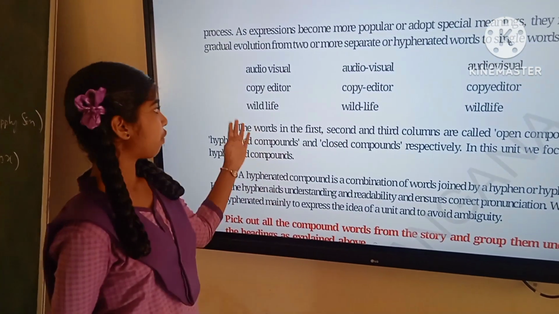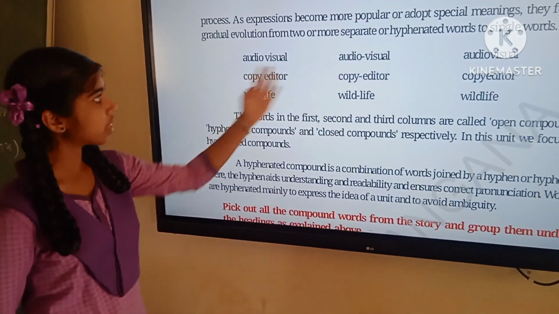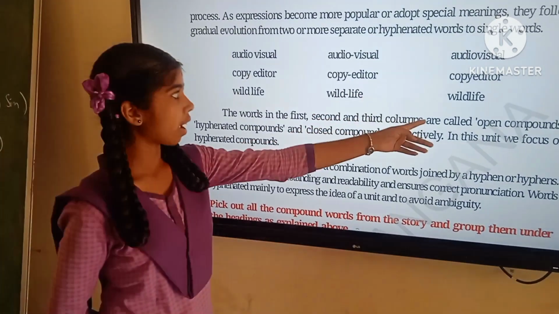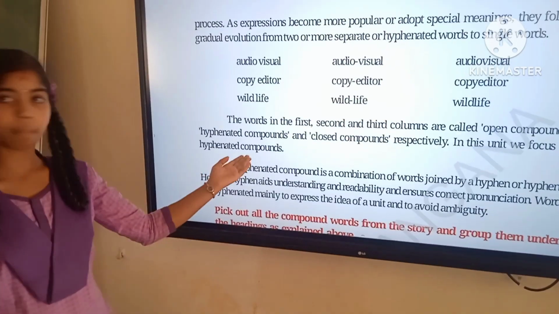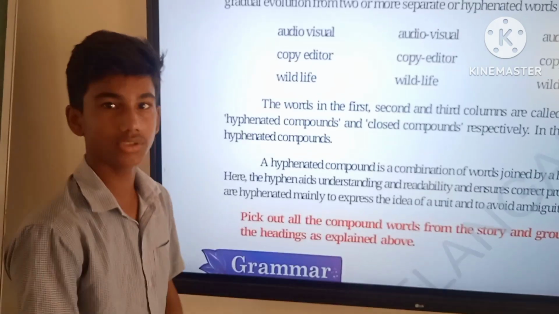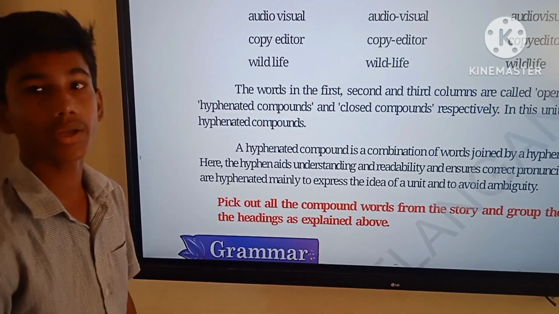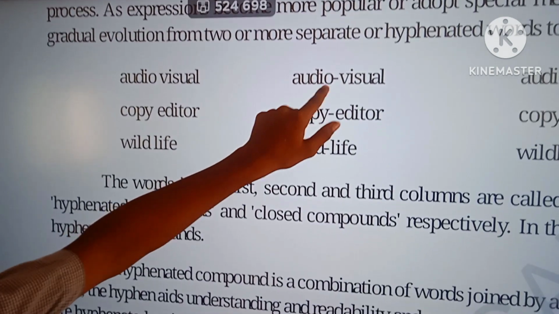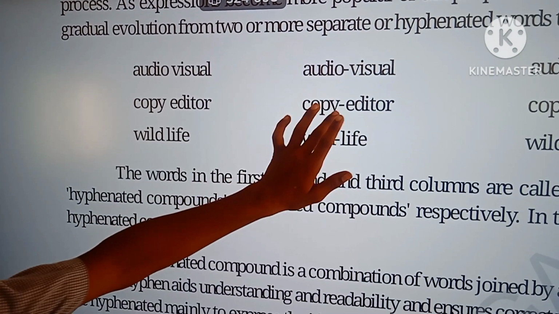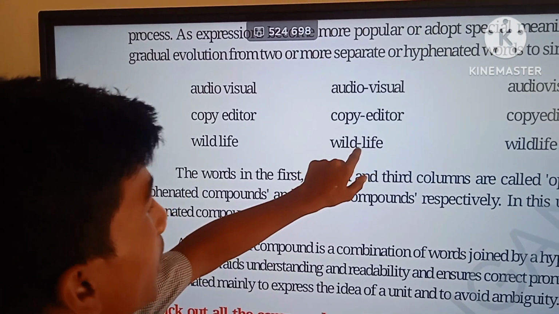The words in the first, second, and third columns are open compound words, hyphenated compound words, and closed compound words. In this unit, we focus on hyphenated compounds. A hyphenated compound is a combination of words joined by a hyphen or hyphens. Examples: audio-visual, copy-editor, wild-life.